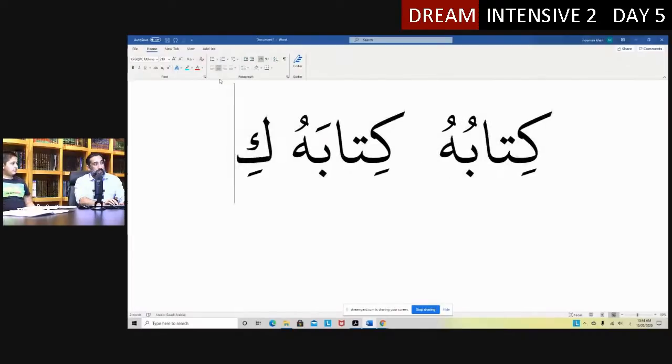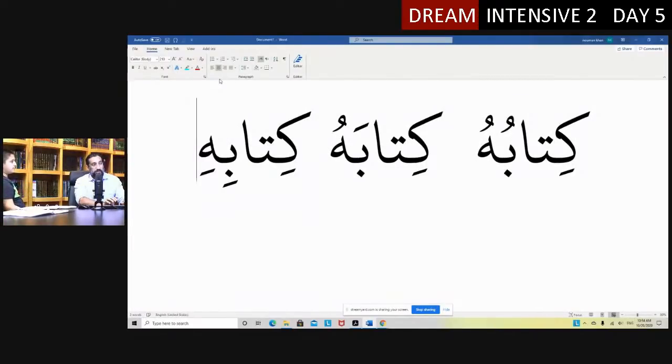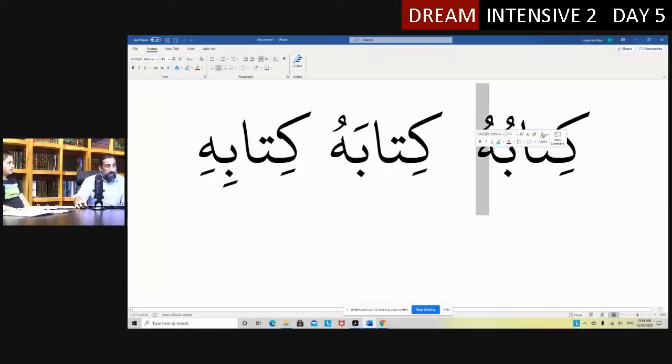Kitabuhu and kitabihi. If the mudaf, or whatever you attach to a pronoun, has a kasra sound, an e sound, or a ya, then you use the happier version of the attached pronoun. Actually, I'm going to color them red.